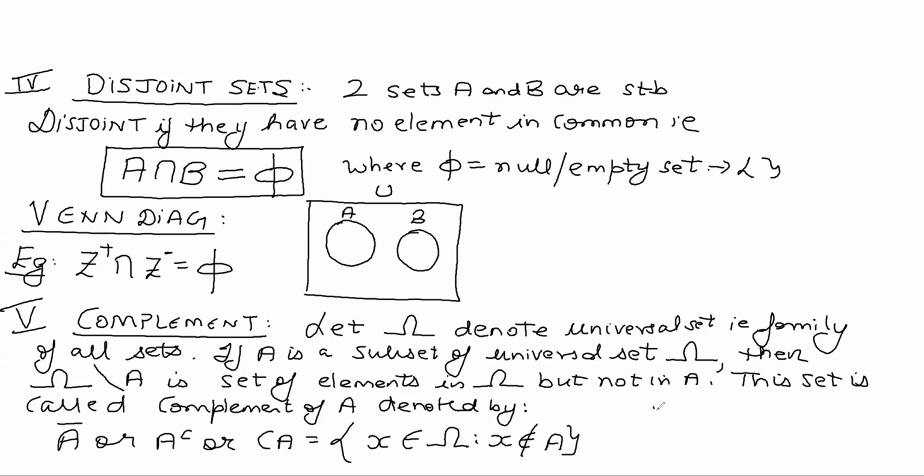And the Venn diagram for this: universal set, A, everything lying outside A will be A complement. Everything lying outside A will be A complement. So the complement of a set includes all the elements lying in the universal set but outside that set.